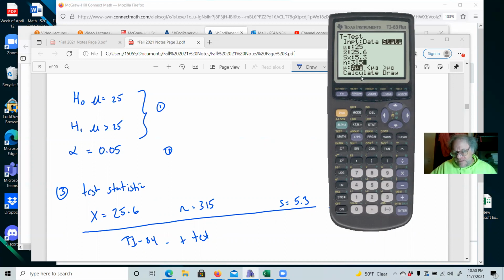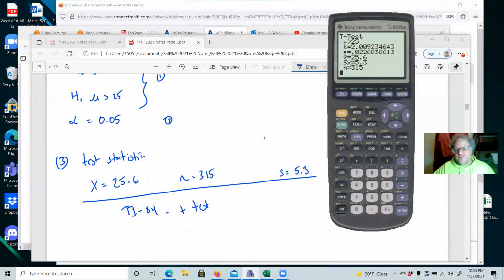Fortunately, it can figure out the degrees of freedom for 314. We don't have to worry about that. Bigger than, so this is the first time we've seen a right side of the graph. Okay, so we'll go ahead and calculate that. Okay, and here we go. Here's our test statistic: 2.009.